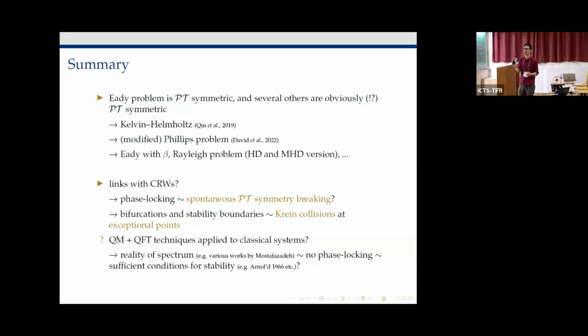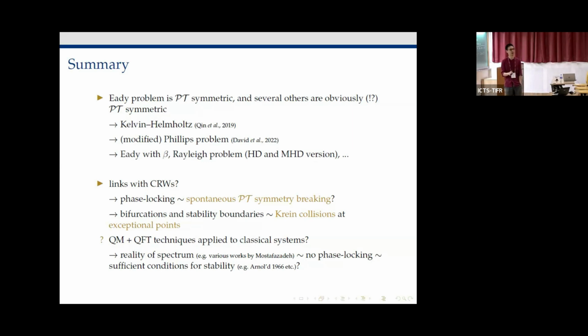From that point of view, it's kind of obvious. This paper looks at the Phillips problem and really sets out a lot of the terminology and tools that I've implicitly employed in this work. Other cases are things like Eady with beta, the Rayleigh problem, and MHD. In the MHD case you have to be a little bit careful about the extra coordinate, but there is still going to be some sort of parity-time symmetry going on. More generally, these are governed by what are called non-Hermitian operators. Non-Hermitian operators are annoying to deal with because there aren't that many stability conditions you can state. Hermitian operators are very easy.